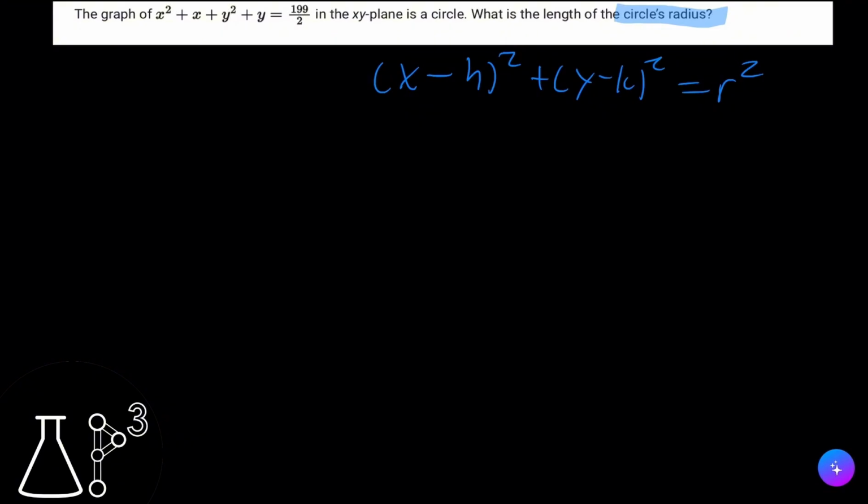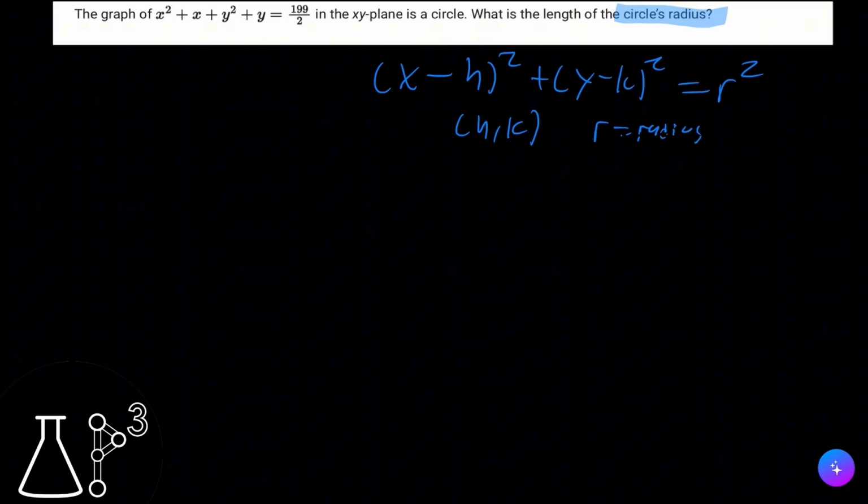So before I do any math, let's understand every single point. The x minus h gives me my x value in the center, so it'd be positive h, and the same thing goes with y. So my positive k is my y value of the center. So (h, k) is the center of the circle. And r squared gives me the radius, or r is the radius. So r equals radius, and this is the center point.